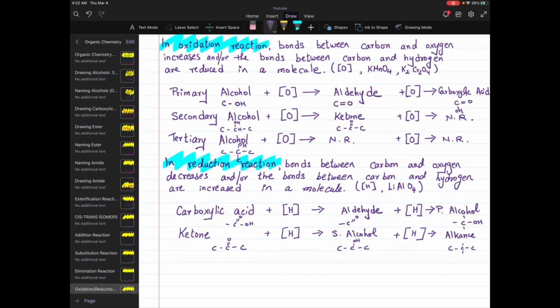Same way, looking at the reduction, a carboxylic acid can undergo a reduction reaction to form an aldehyde, and an aldehyde can undergo a reduction reaction to form a primary alcohol. In the second case, a ketone can undergo a reduction reaction to form a secondary alcohol, and a secondary alcohol can undergo a reduction reaction to form an alkane. I hope this helps to clarify the two reactions, the oxidation reaction and the reduction reaction.